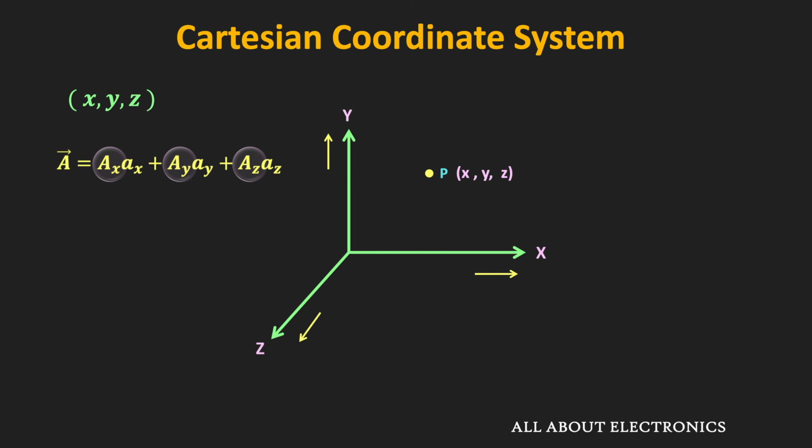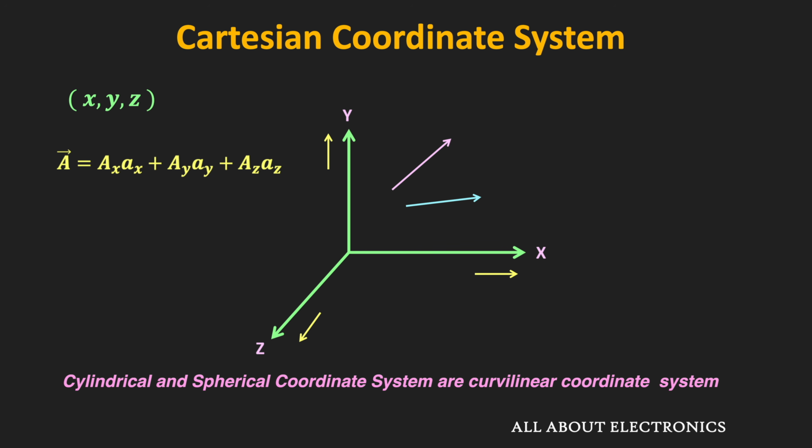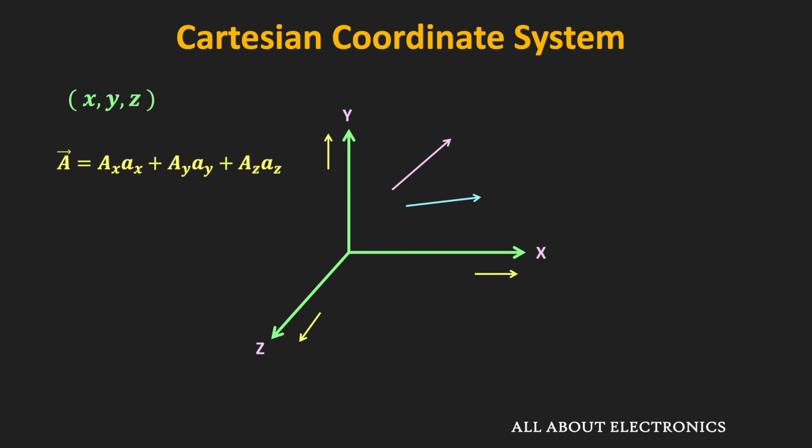Now if you see the unit vectors in the Cartesian coordinate, the direction always remains fixed irrespective of the position of the vectors. That means even if the position of the vector changes, the direction of these unit vectors always remains fixed. Here ax will always remain in this direction, and likewise ay and az will always point in their respective directions. But that is not the case in the cylindrical as well as the spherical coordinate system. The cylindrical and the spherical coordinate systems are curvilinear coordinate systems, but the Cartesian coordinate system is rectilinear.